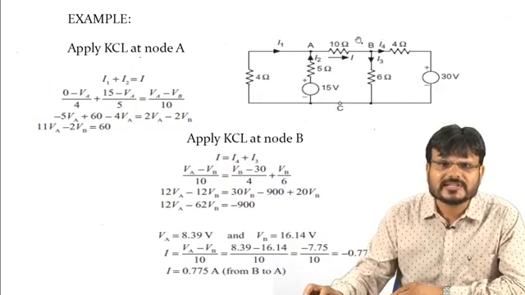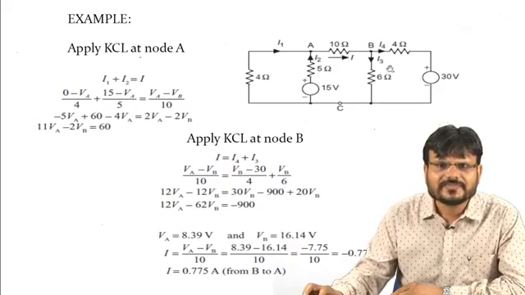Similarly, you have to apply KCL at this node B. So just apply the KCL at node B. This is the incoming current I, and I4 and I3 are the outgoing currents. So incoming current is equal to the outgoing current.